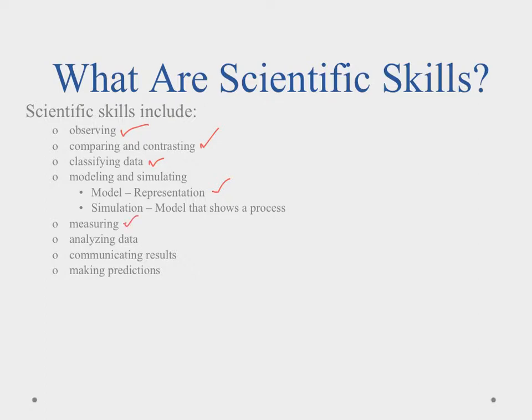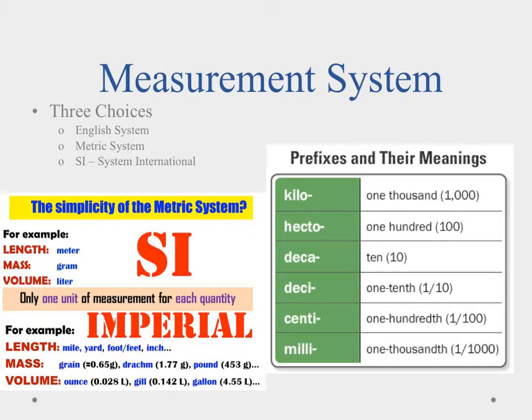Scientists also measure, they analyze data, and ultimately they have to communicate their results so the world would know what they're studying. And finally, through science, they're able to make predictions. The lessons will go through these in a little more detail, but I wanted to go over them with you real quickly.